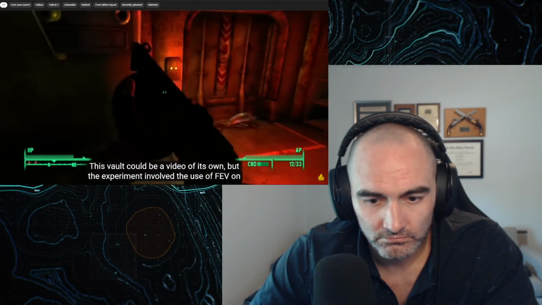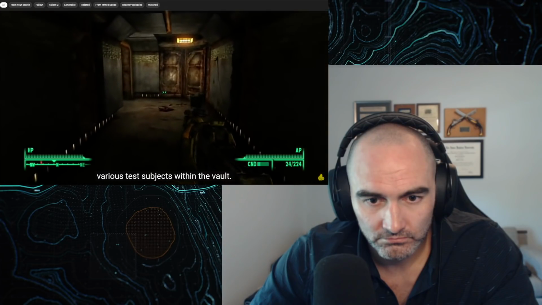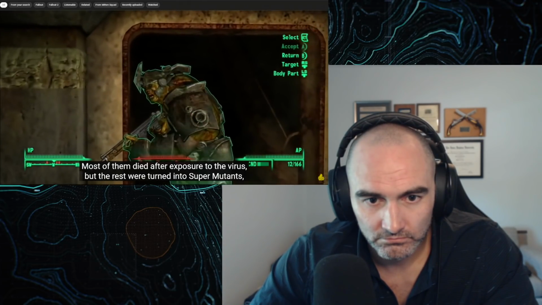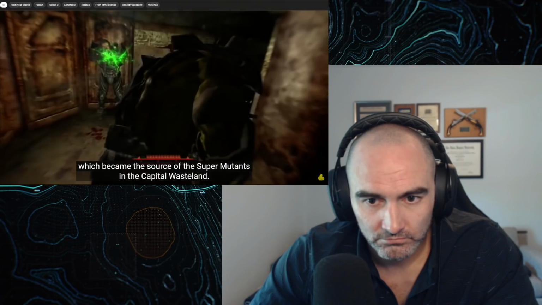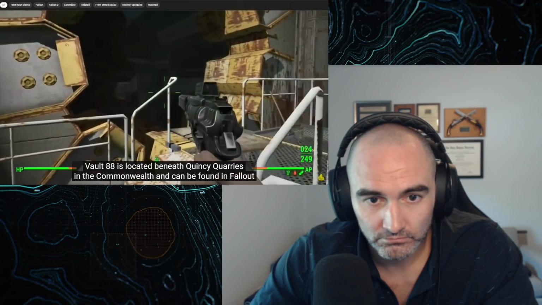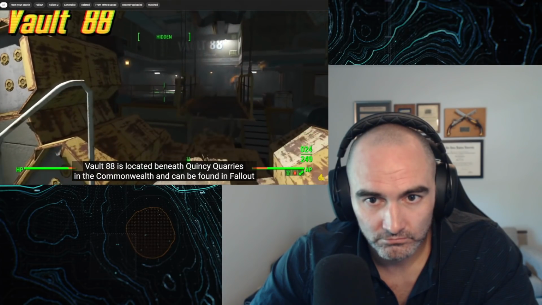This vault could be a video of its own, but the experiment involved the use of FEV on various test subjects within the vault. Most of them died after exposure to the virus, but the rest were turned into super mutants, which became the source of the super mutants in the Capital Wasteland. Vault 88 is located beneath Quincy Quarries in the Commonwealth and can be found in Fallout 4.